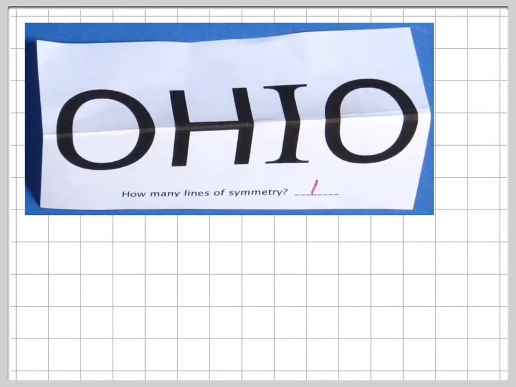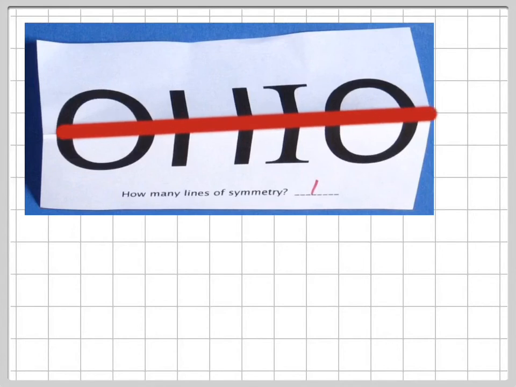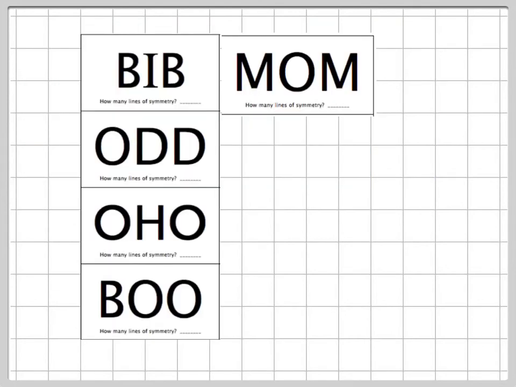Sometimes they get put into words. So if you look at the word Ohio, that would have 1 line of symmetry that basically goes right across the middle of the shape. And to prove that, you can actually write the word out, copying those letters very carefully, and then literally fold it across the fold line.